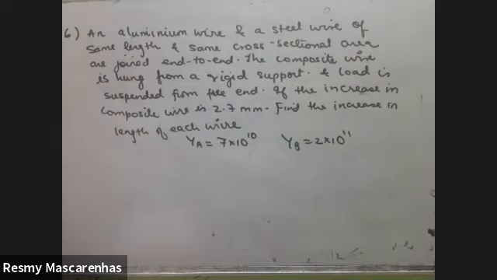There are wires of two different materials. One is of aluminum, one is of steel wire. So Y_A will be for aluminum and Y_B will be for the steel wire, the Young's modulus. Both have the same length and both have the same cross-sectional area.